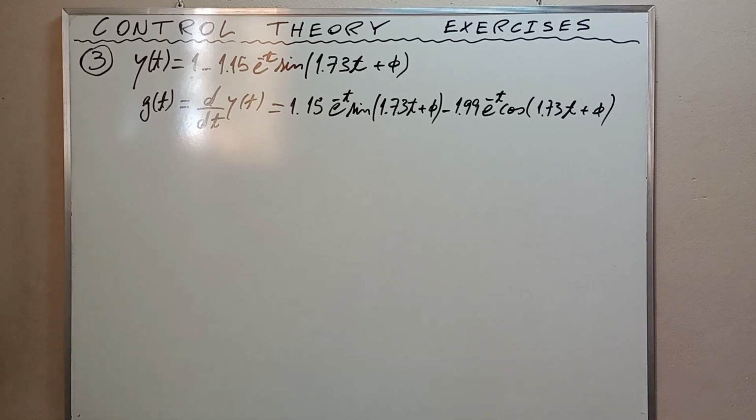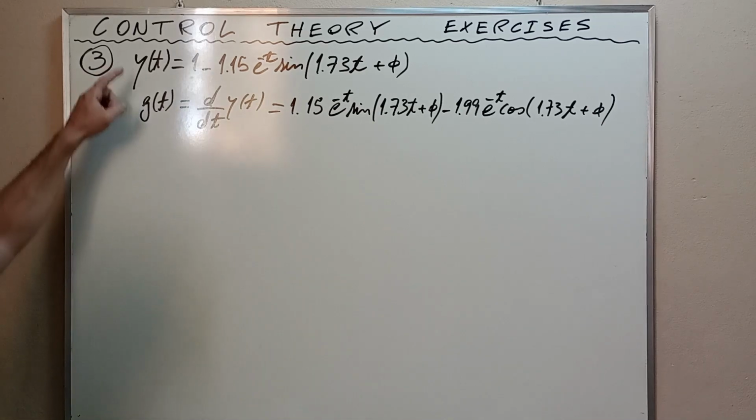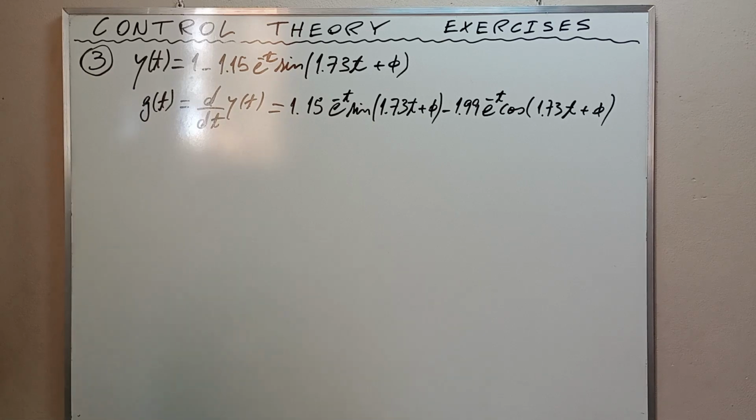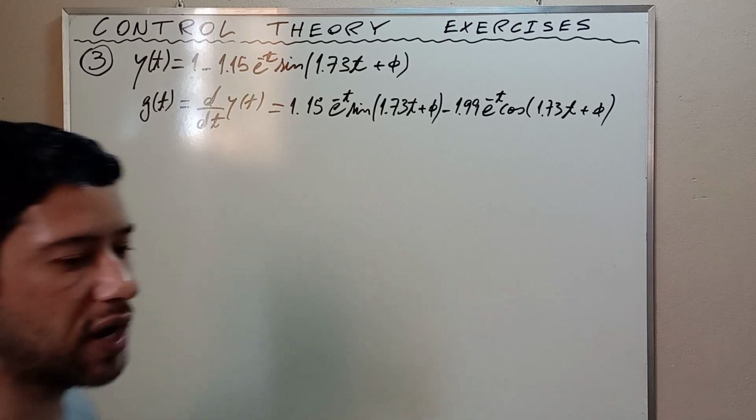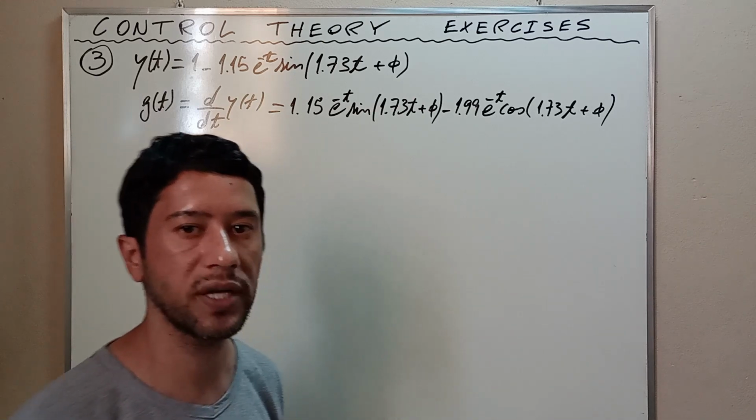The exercise gave us the step response and wanted us to find the impulse response, and the impulse response is obtained by differentiating the step response with respect to time. Okay, my friends, this is all for exercise 3. Let's go to exercise 4.